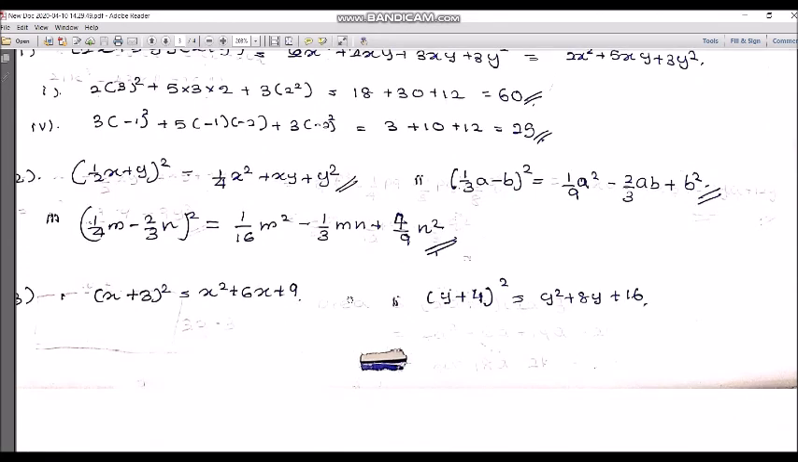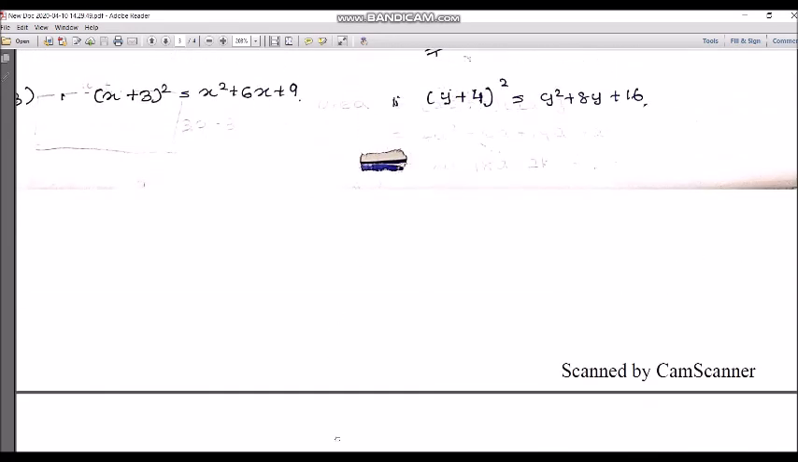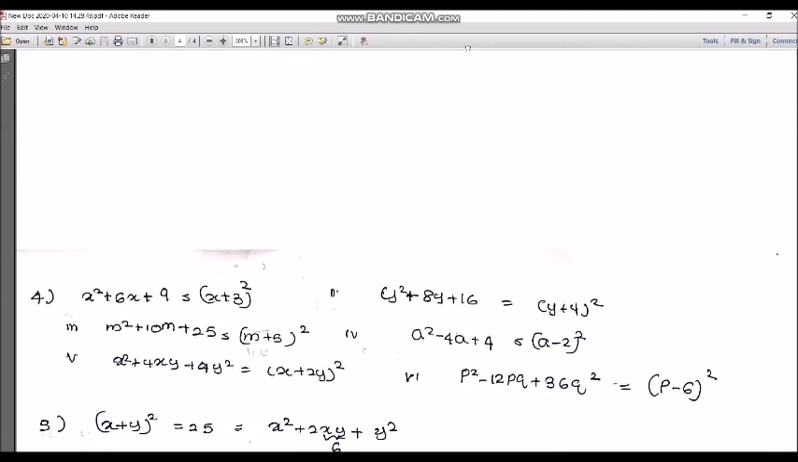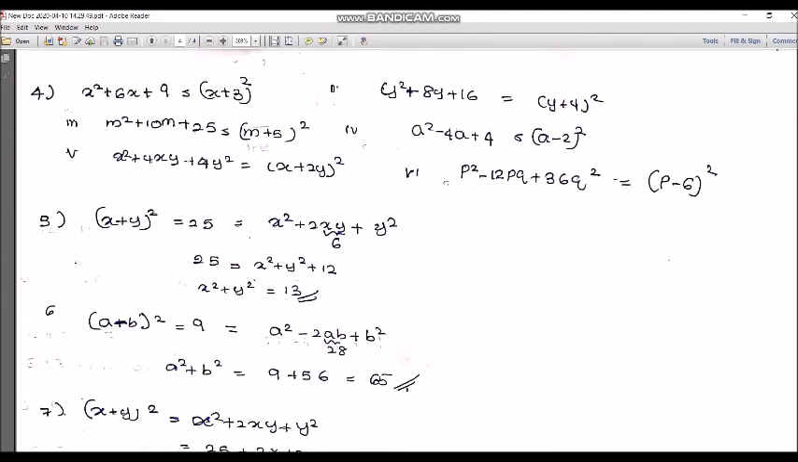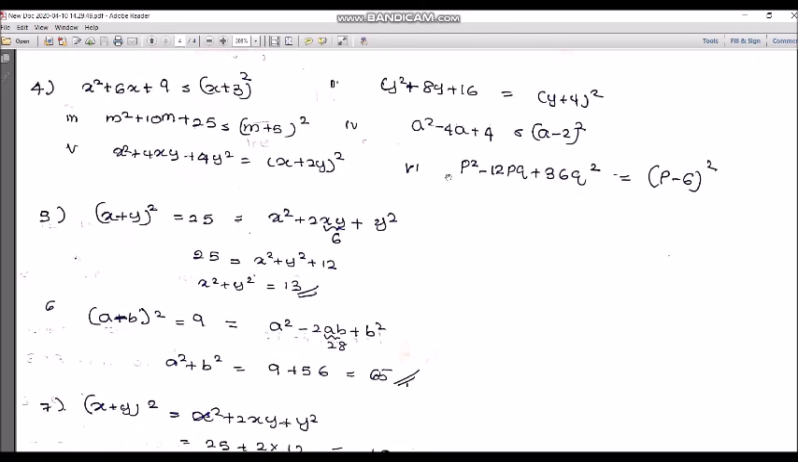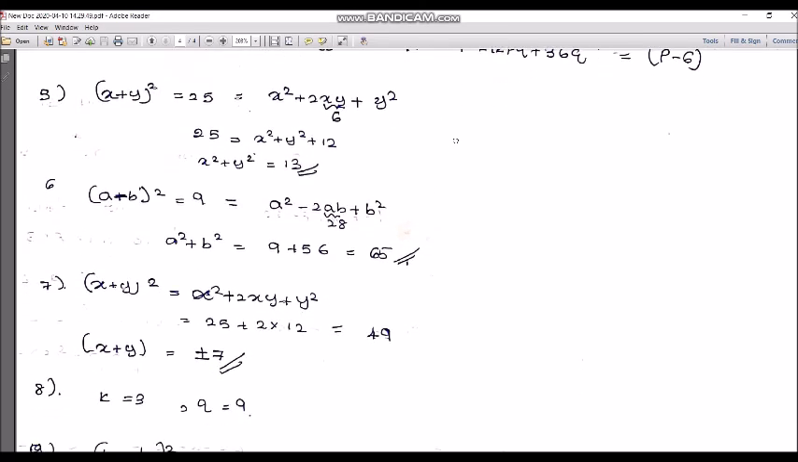The second question is the same. The third question is also the same. If we go to the fourth, there's no difference. You can see in the video. You can pause it and see, or you can get the answers. And 5, 6, 7, 8 are also the same.